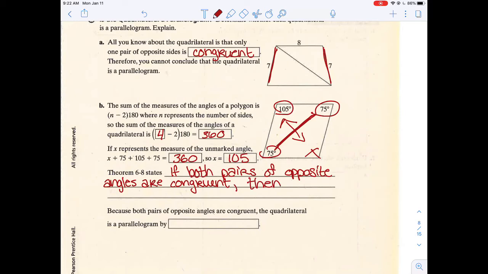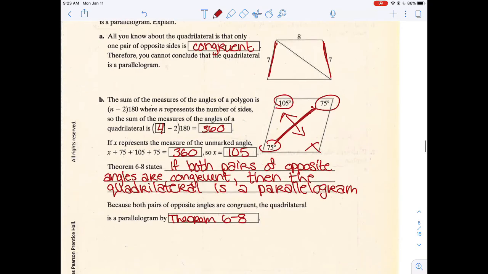Then the quadrilateral is a parallelogram. Okay. Because both pairs of opposite angles are congruent, the quadrilateral is a parallelogram by theorem 6.8. This one doesn't have a name, it just has a number, 6.8.